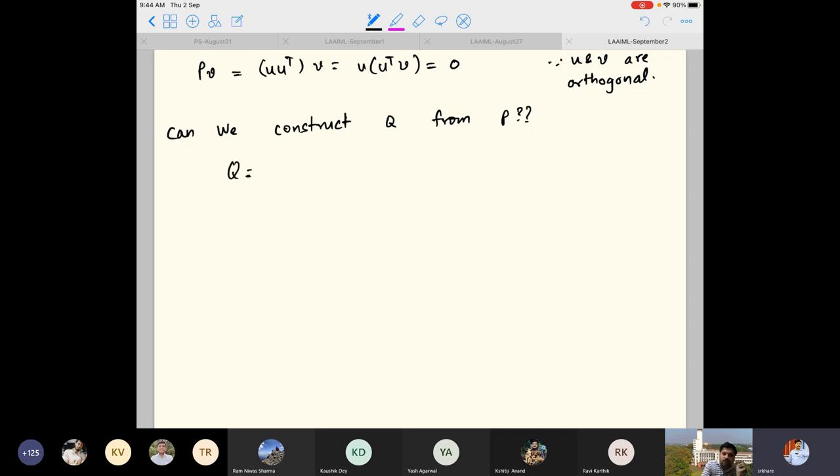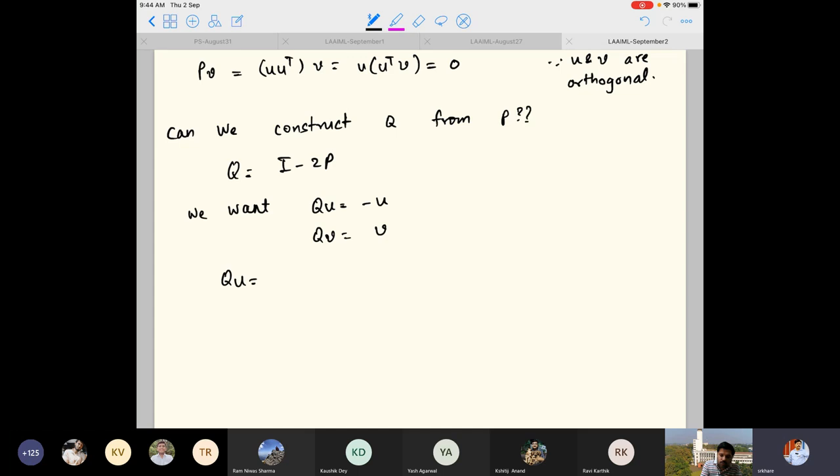So suppose I say Q is equal to I minus 2P. Is that okay? Does the Q that I construct, I minus 2P, satisfy everything that I want Q to satisfy? So what do I want? We want Q of U to be equal to minus U, and Q of V to be equal to V.